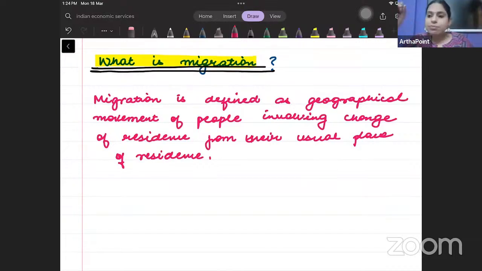So when people change their residence, जहां पे वो आज तक रह रहे थे, उस जगह को चेंज करके वो किसी नई जगह पे शिफ्ट होते हैं, when they shift their residence, that is basically what is migration, right?